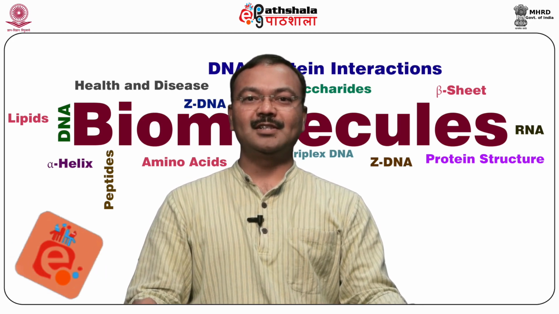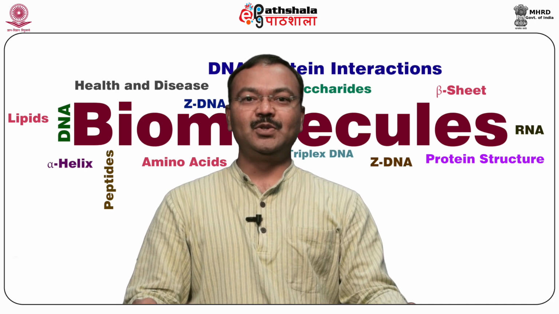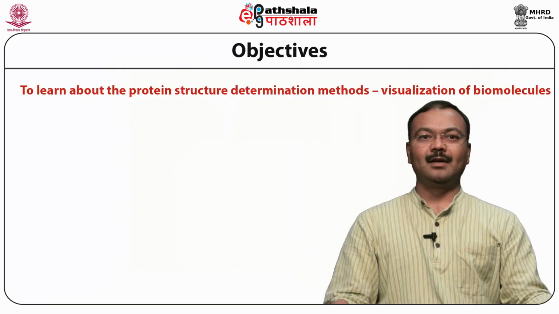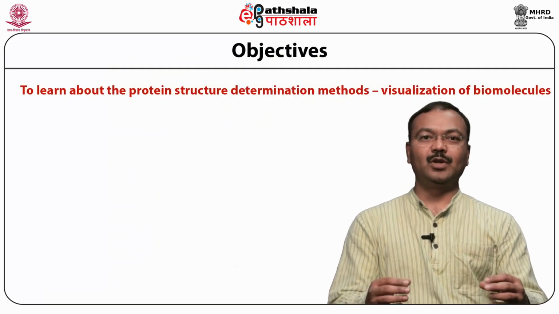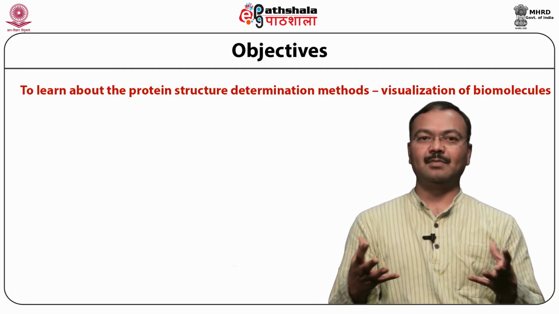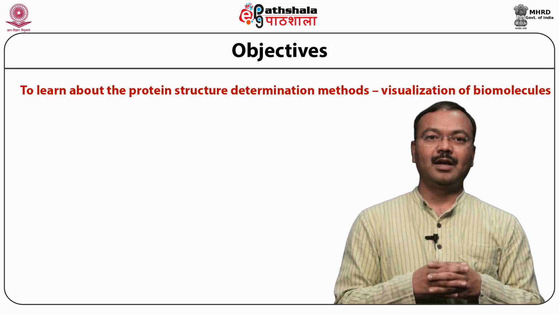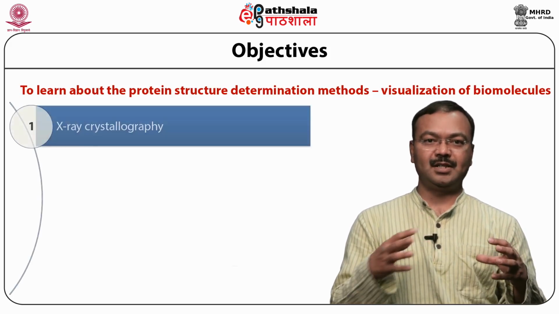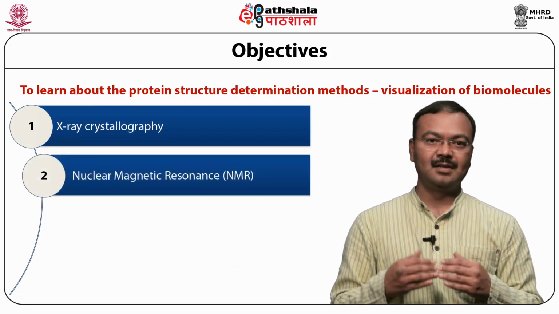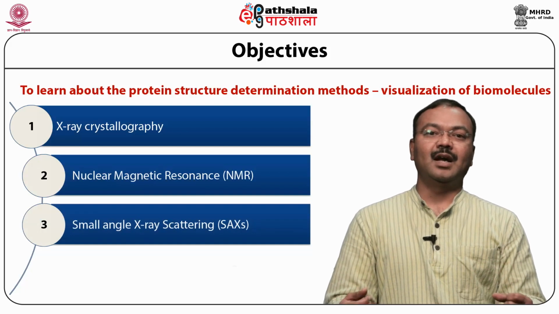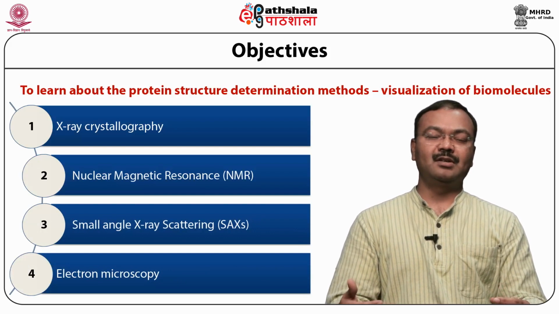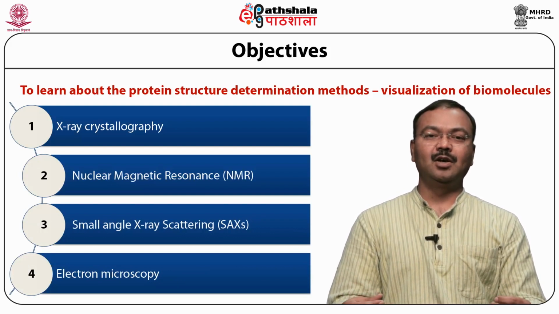Today we are going to discuss a module which introduces methods of protein structure determination. In this module we will talk about protein structure determination methods, basically to visualize the biological molecules, proteins. Here I will introduce you to X-ray crystallography, NMR, that is nuclear magnetic resonance, SAXS, small angle X-ray scattering, and electron microscopy, that's TEM. We generally use TEM for cryoelectron microscopy to visualize the protein molecules.